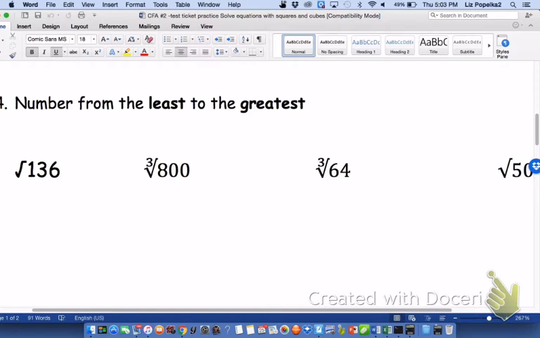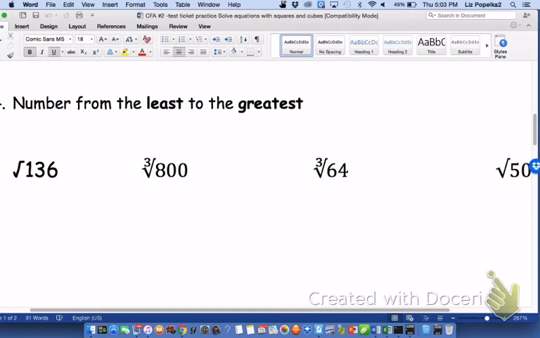So I've got the square root of 136, which I'm just going to type into my calculator by doing second, x squared, and then the square root button. Okay, that gives me 11.7, if I'm rounding it correctly, or about 11.7 is fine.